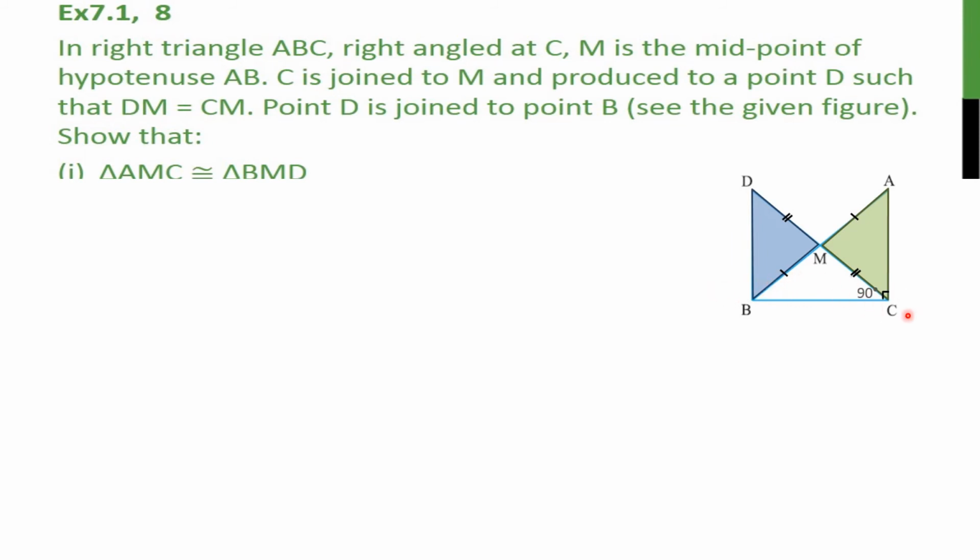So which are the co-interior angles in this? Angle B and C are co-interior. So we can write angle B plus angle C is equal to 180 degrees. But you know angle C is 90 degrees. Therefore, angle B will also be equal to 90 degrees. So the second part is also proved now.